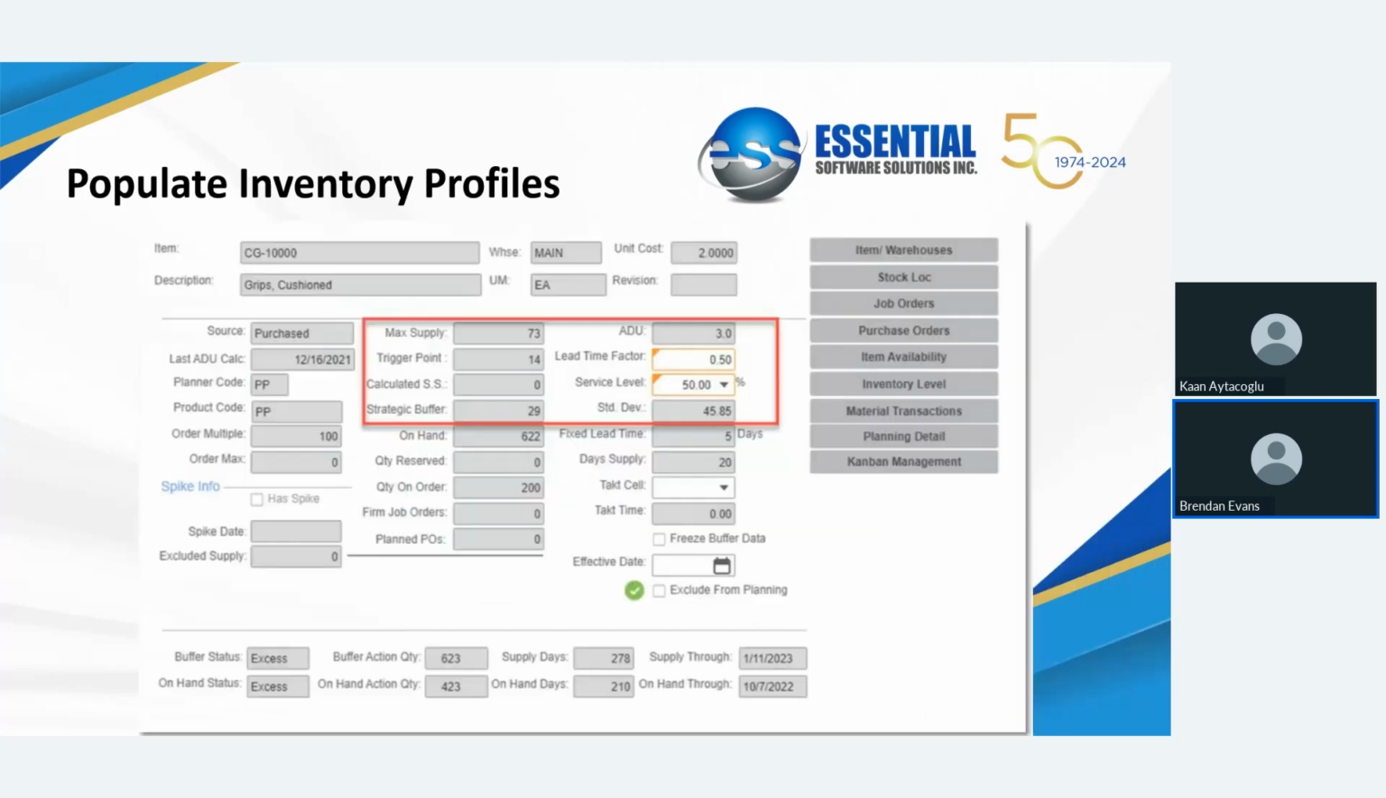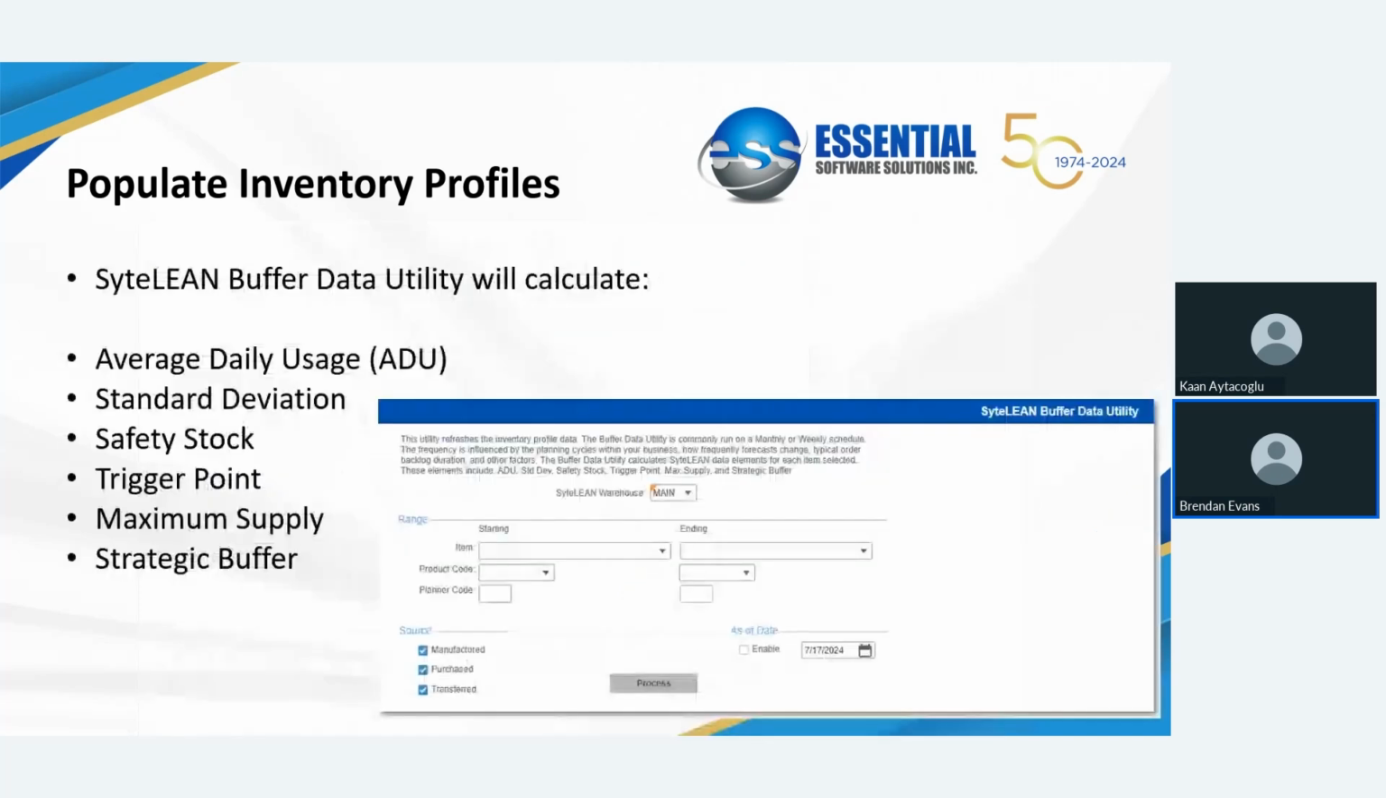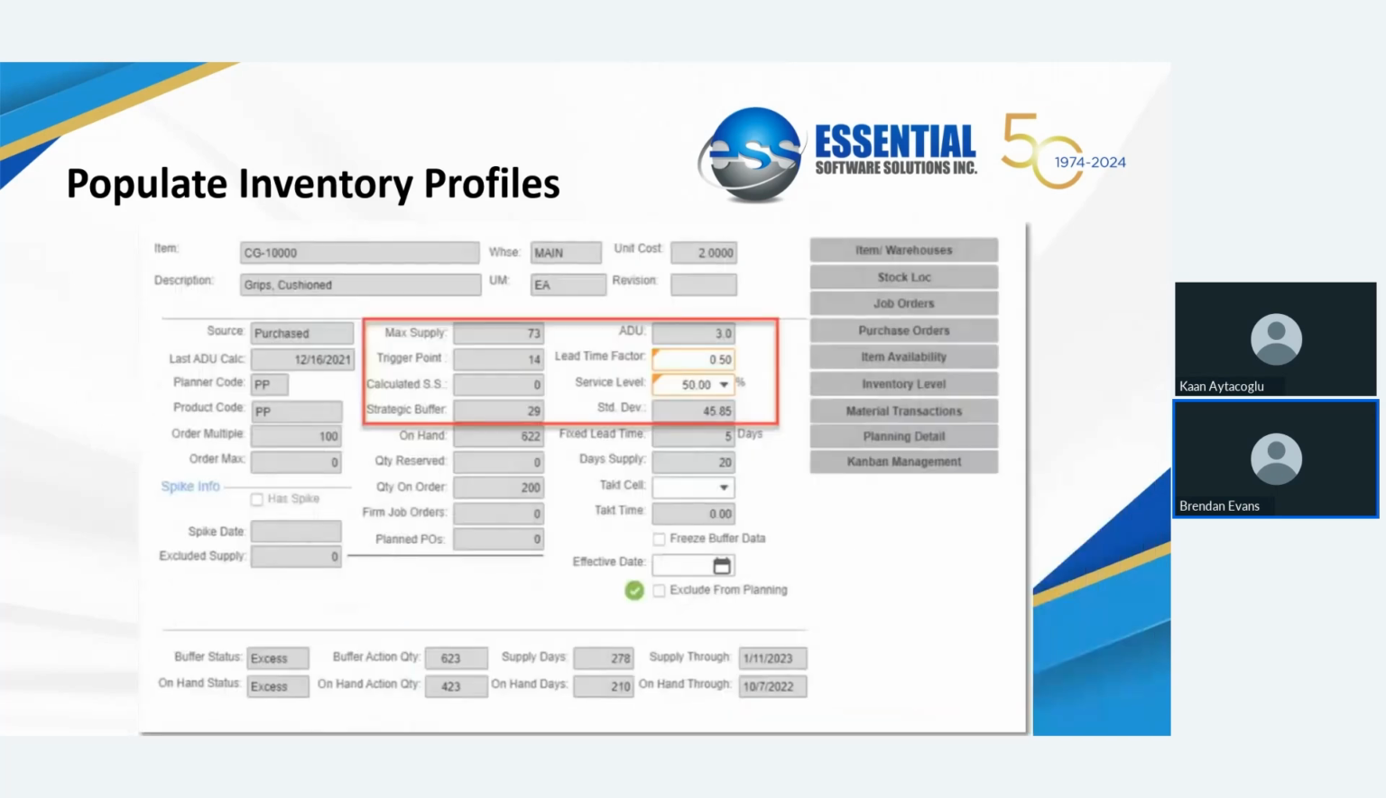All right, so once you run your SyteLean buffer data utility, then it will populate information in the inventory SyteLean item, the inventory profile. So in this case, it has calculated a maximum supply, a trigger point, a safety stock, strategic buffer, the number of standard deviations, and the average daily usage. So it will update information here after you run that utility. So from this inventory profile, we can immediately view the minimum inventory requirements, the current inventory levels, and the current on order supply balances. So here's a visualization of what we're looking at there.